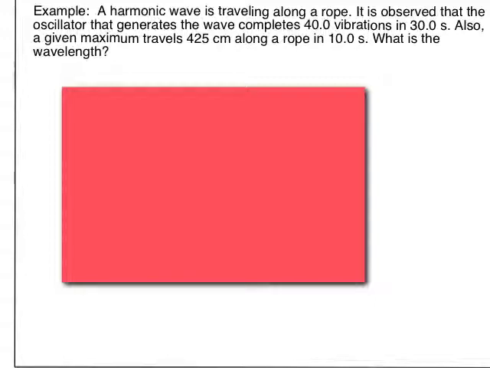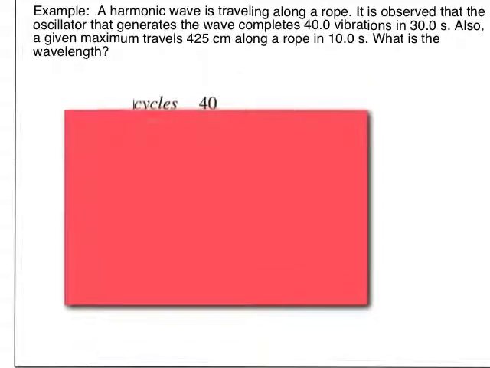We have a wave traveling along a rope. It is observed to complete 40 vibrations in 30 seconds. So we have an oscillator, which is a machine that's going to move that wave up and down, and it can make it move 40 times in 30 seconds. We also are able to see that one of those pulses would travel 425 centimeters down the rope, and it would take 10 seconds to do that. We are interested in the wavelength.